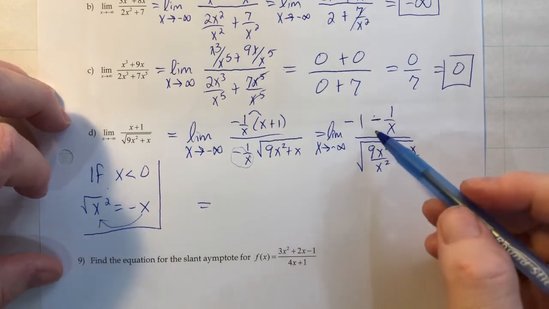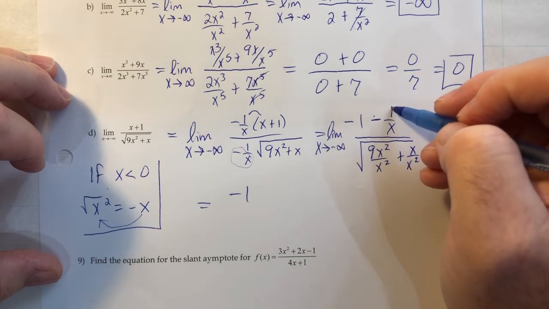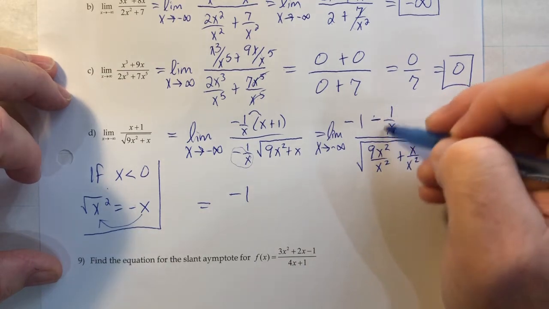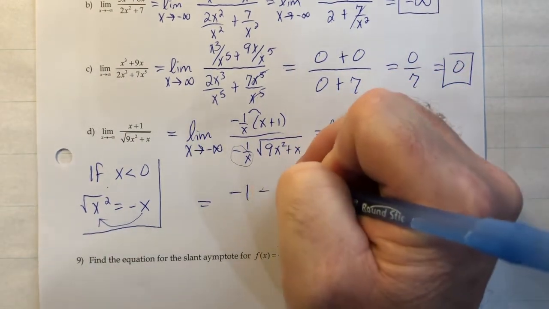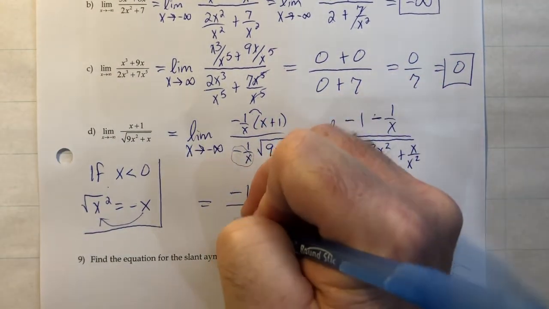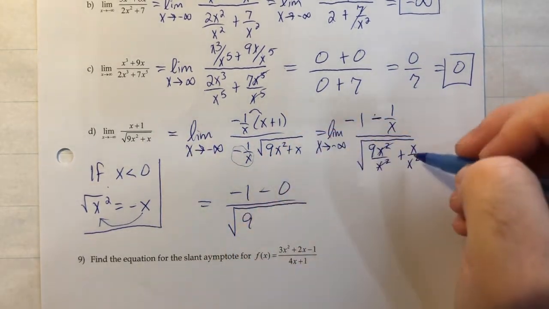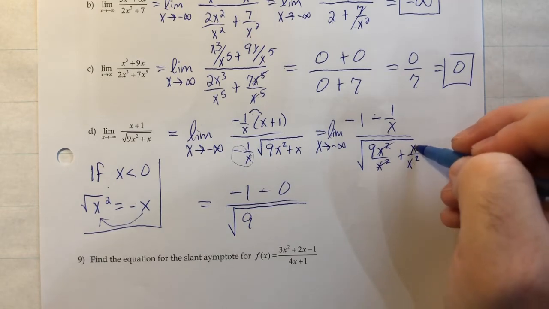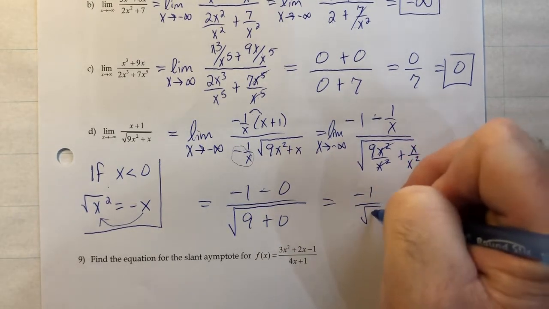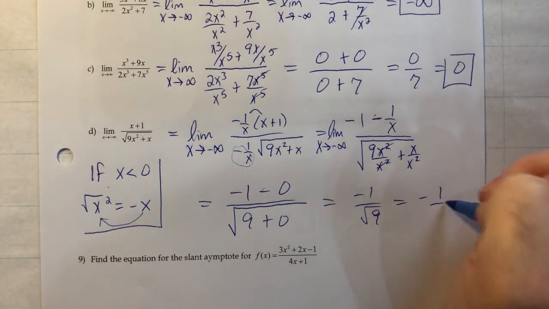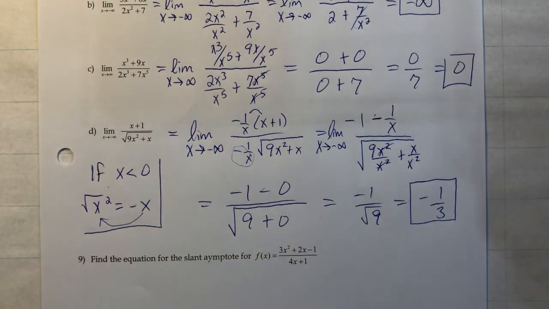So up top, we have the negative 1, and then we have negative 1 over x, where x is going to infinity. So if you have a constant over an infinity, that piece is going to 0. And then in the denominator, we have the square root. These x squareds cancel, so the square root of 9. And then we have x over x squared is 1 over x, which is going to 0. So we have negative 1 over the square root of 9. So negative 1 over 3, or negative 1/3, is our final answer for that one.